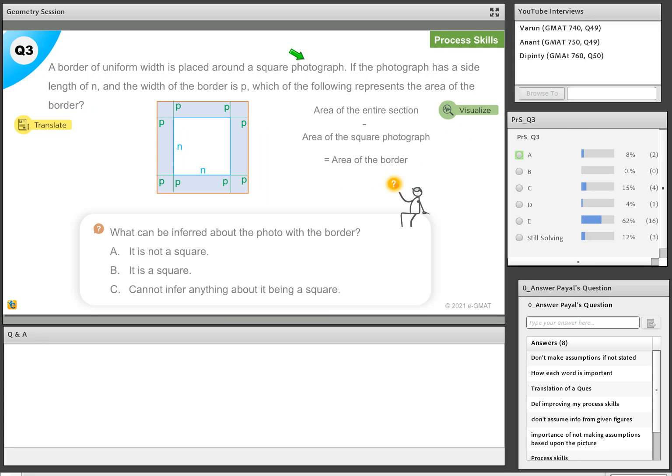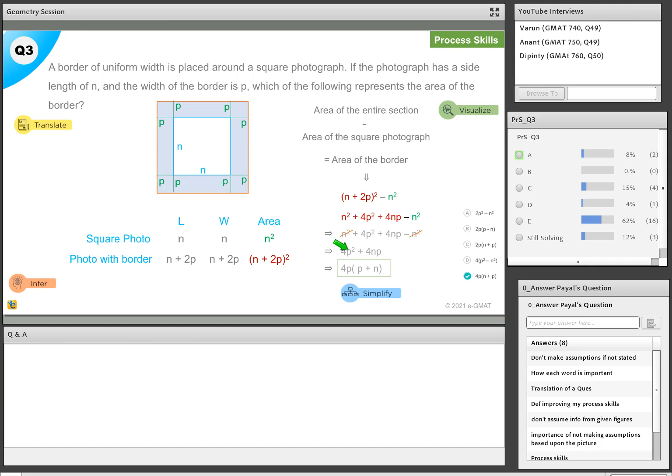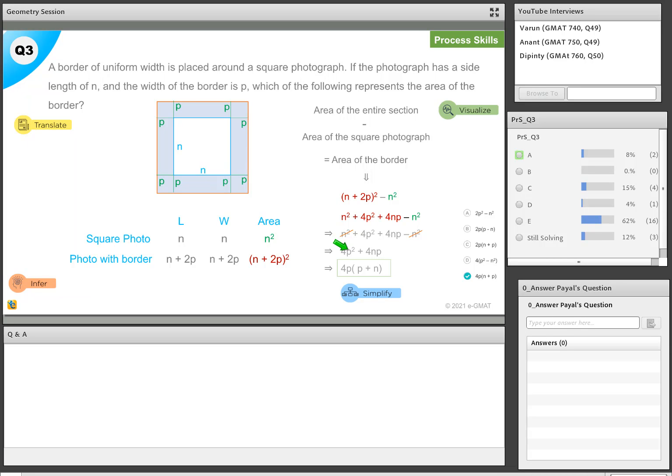And again, what you get from this entire picture is that the photo with the border is also a square. And now you start to tabulate this information, and you get the area of the square photo, you get the area of the photo with the border. Now you simply do the processing and you're able to get 4p(p+n) as the final answer. Okay, so tell me, for those of you who were not able to solve this question correctly, who did not select choice E as the answer, where did you falter? Very important to understand, where did you falter?